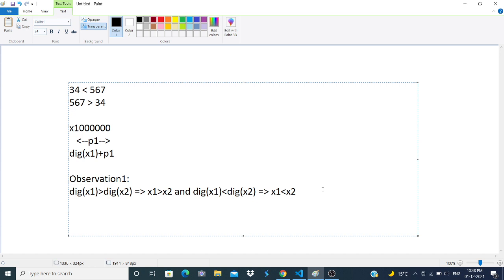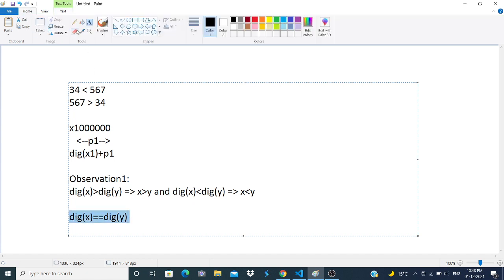So what happens if the number of digits in x1, so let's not call it x1 x2, that might be confusing. Let's call it x and y. So that will be clearer for us to understand. So what happens if the number of digits of x is equal to the number of digits in y, right? If it is so, then we can just compare them lexicographically.